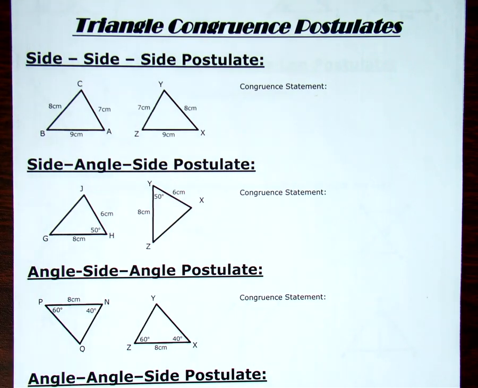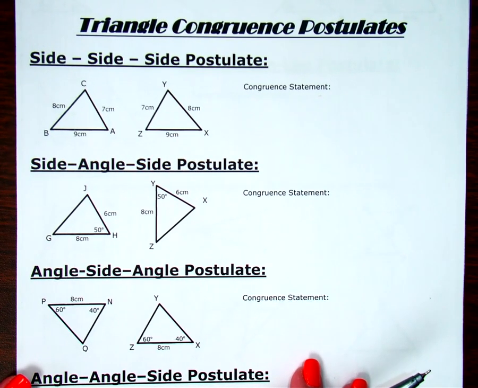All right, today we're going to look at congruent triangle postulates. What these are is they are shortcut ways to determine triangles are congruent without having to show all 6 parts are congruent, all 3 angles and all 3 sides. So the first one we're going to look at is called the side, side, side postulate.